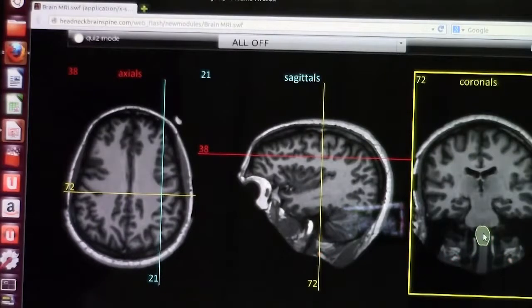This is the medulla oblongata, and as you go up, it's the pons. These are the middle cerebellar peduncles attached to the pons. Remember, the middle cerebellar peduncles are attached to the pons. The superior cerebellar peduncle is between the midbrain and the cerebellum, and the inferior cerebellar peduncle is between the medulla oblongata and the cerebellum.